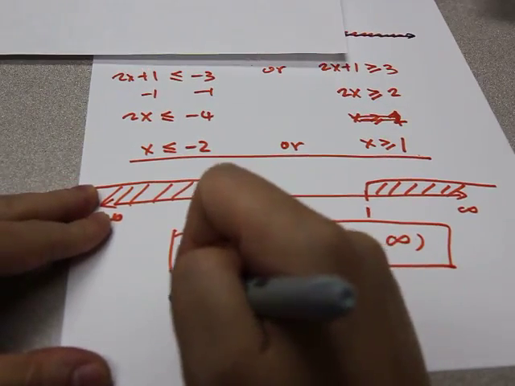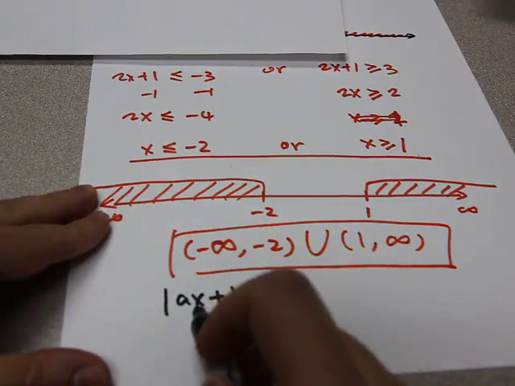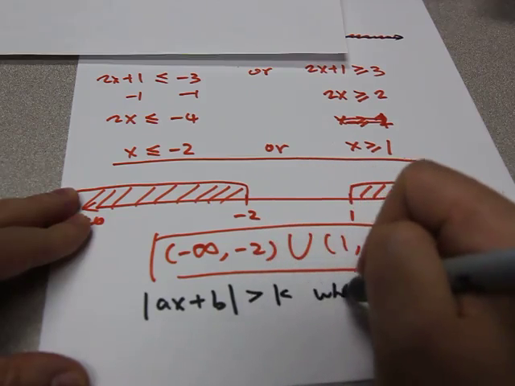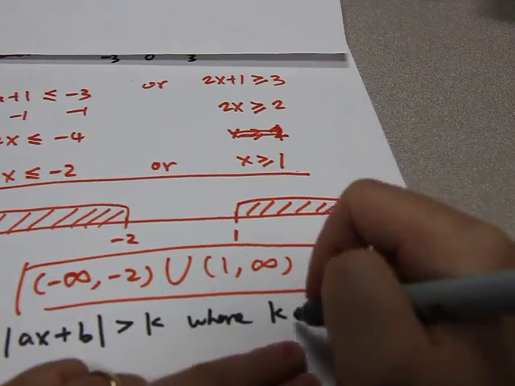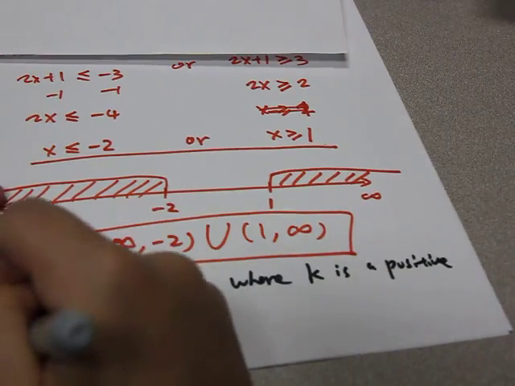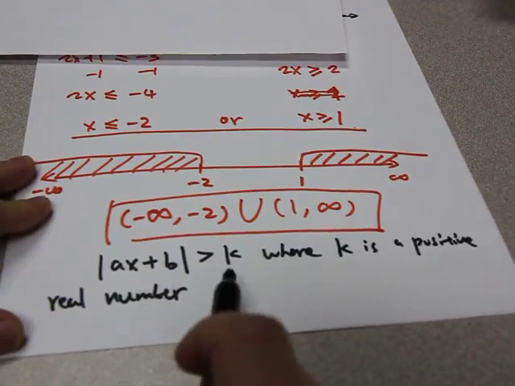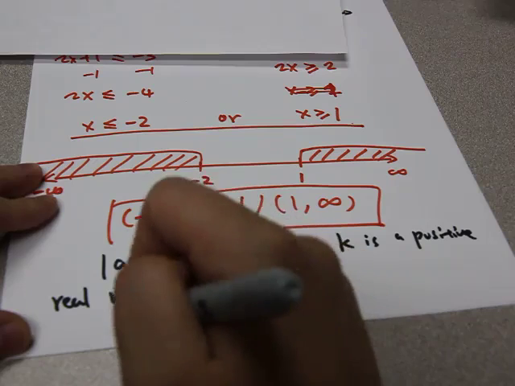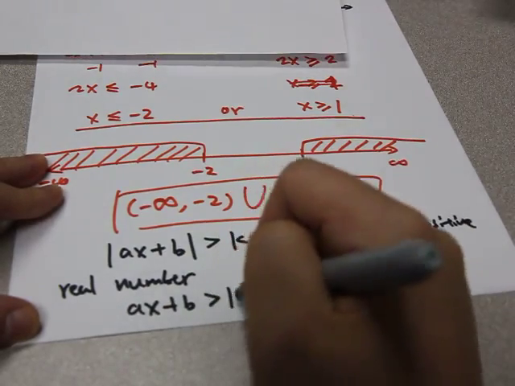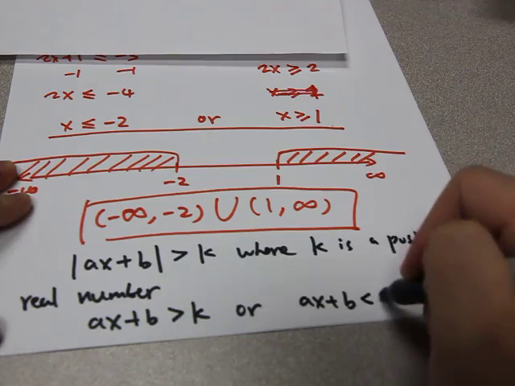So when we are solving an absolute value inequality like this, the absolute value of ax plus b greater than k, where k is a positive real number, it is equivalent to solving the inequality ax plus b greater than k, or ax plus b is less than negative k.